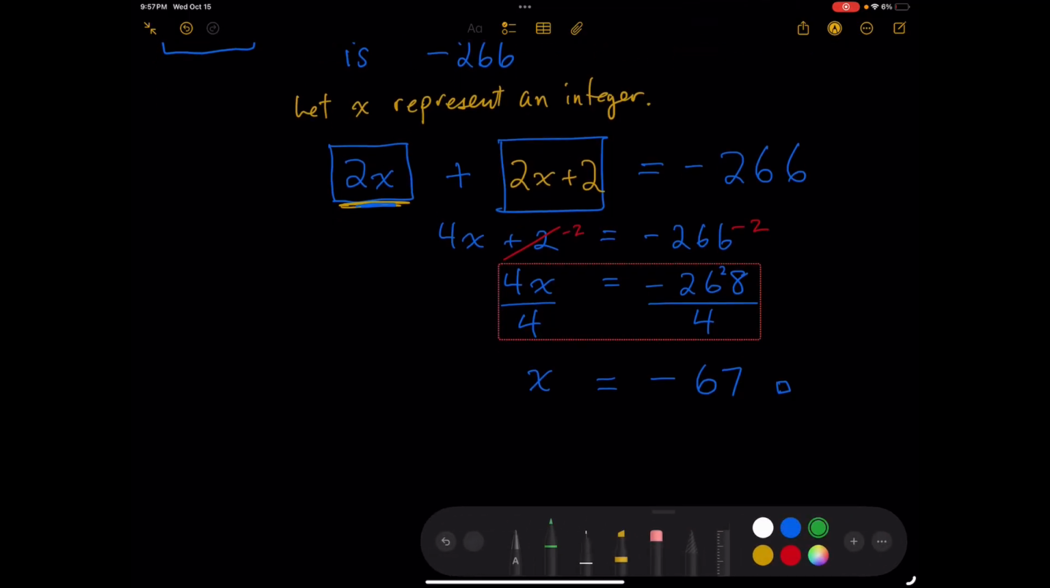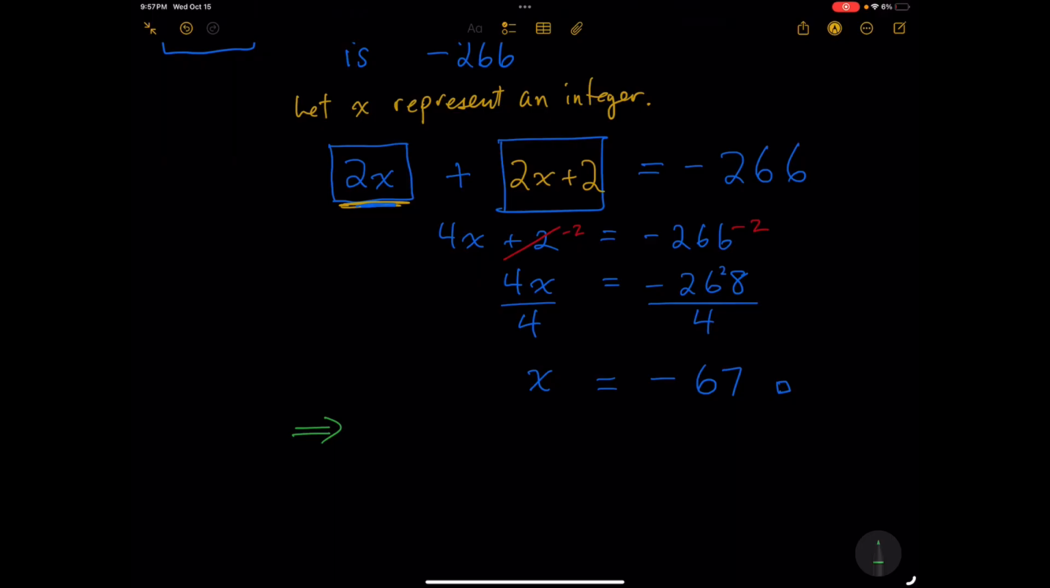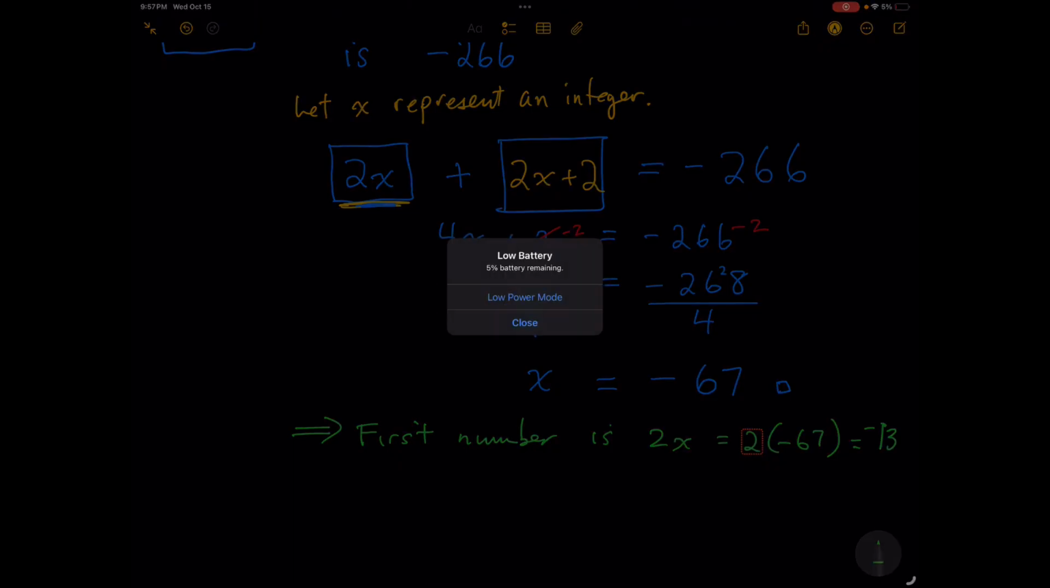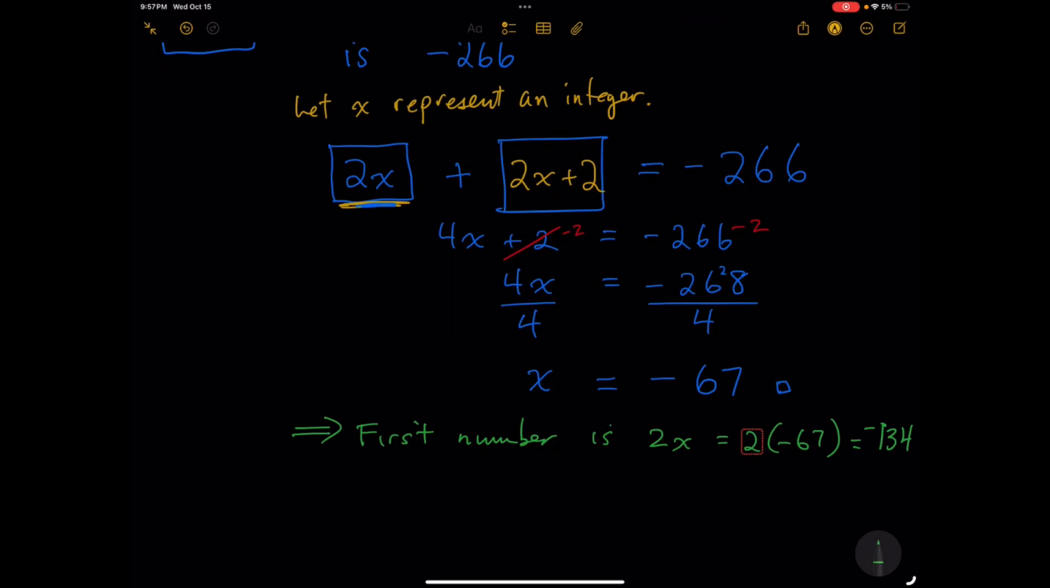Okay, so now we're just going to say the first number is 2x, which equals 2 times negative 67. Okay, and that is equal to negative 134. Okay, 120 plus 14.